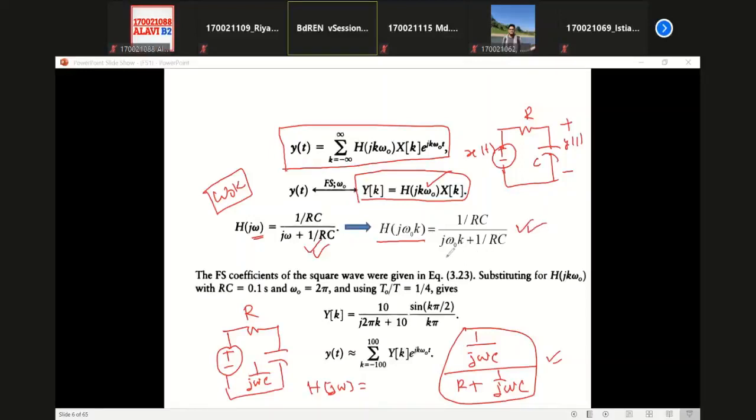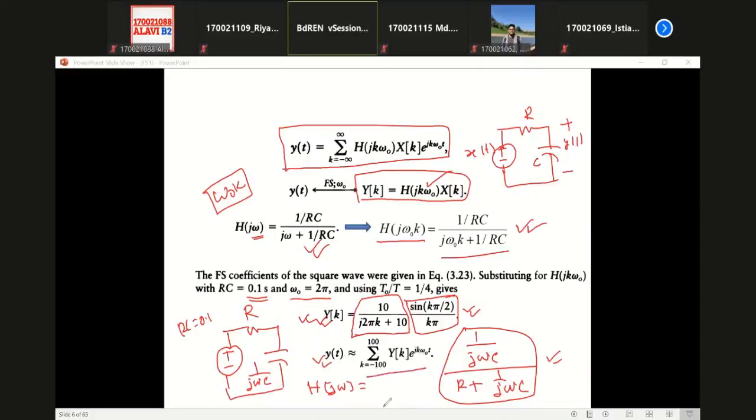Then for this k, we multiply this quantity by changing the value of omega 0 equal to 2 pi divided by T. In this example, they considered RC equal to 0.1 second, the time constant. Your omega 0 is 2 pi over T, with T0 divided by T equal to 1 by 4. Using these values, your yk can be determined in this way. This is your H(j omega k), and this is the value of your Fourier constant xk. Then this is your new yk. Then your output y(t) would be equal to the sum of these terms.